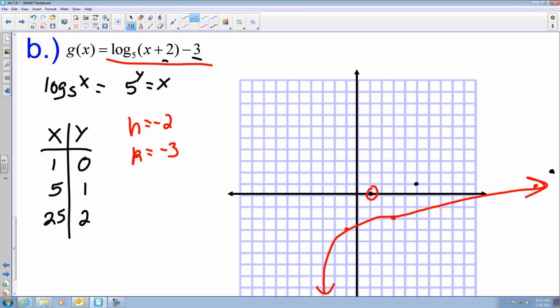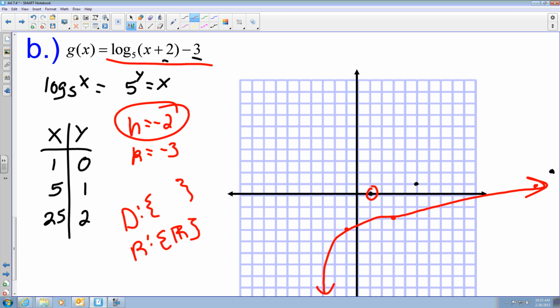Okay. And then if I had my domain and range, again, the range is all real numbers. But if you remember when we were talking about exponential functions and the translations, I told you guys that k was going to determine what that range was going to be. Well, when we come to logarithmic functions, what's going to dictate where our restrictions are is our h. And here my h is -2. So my x must be greater than -2.